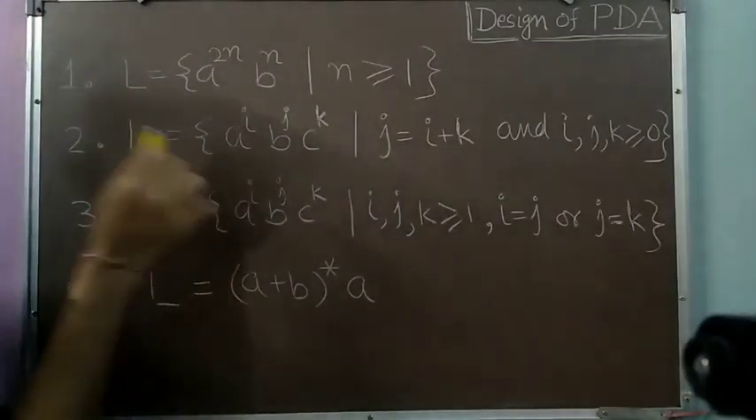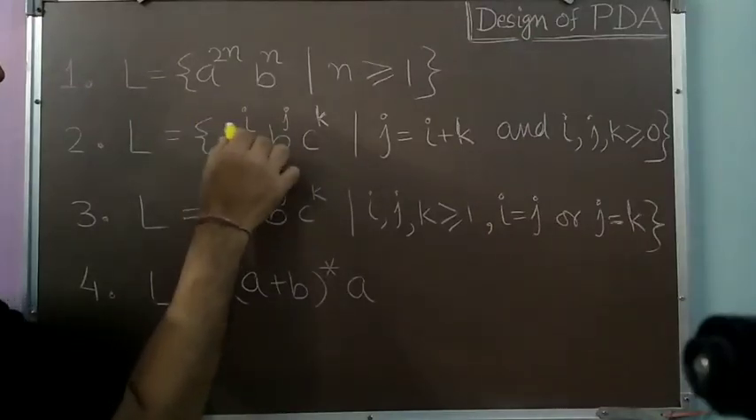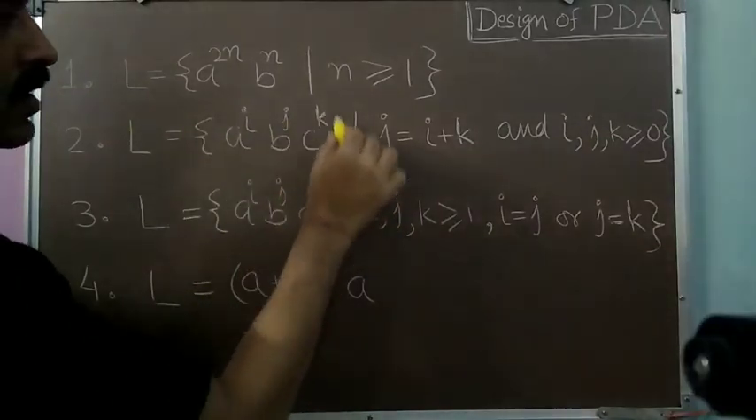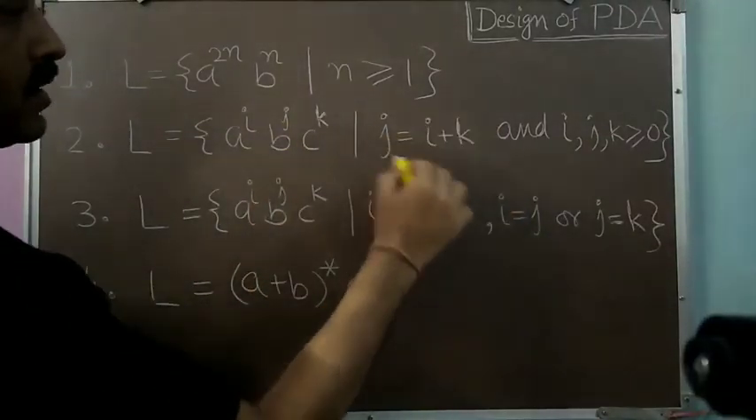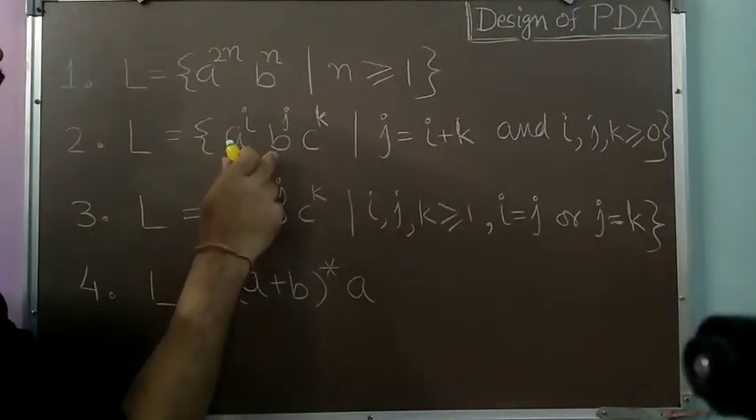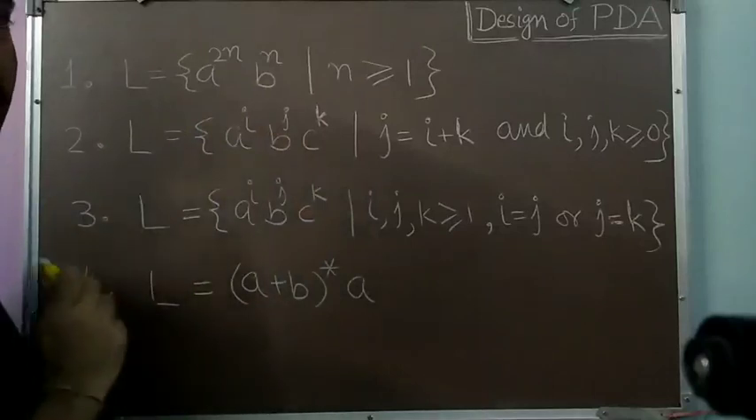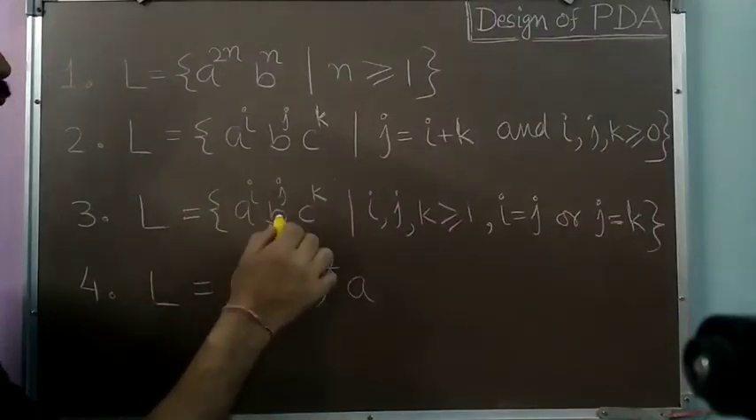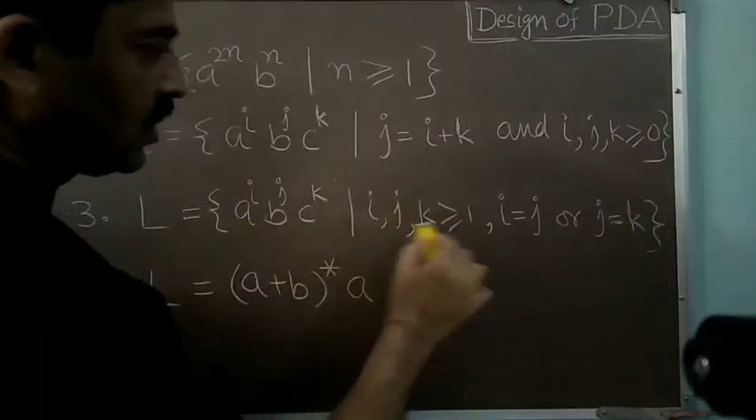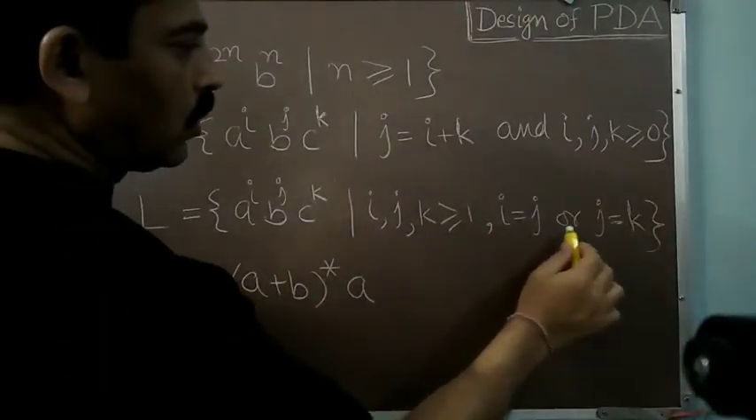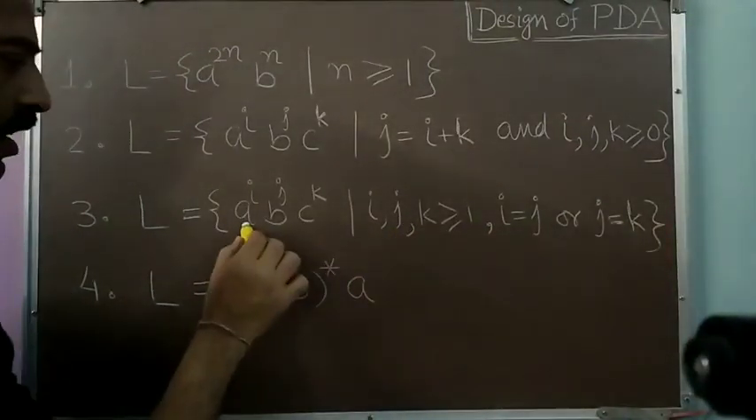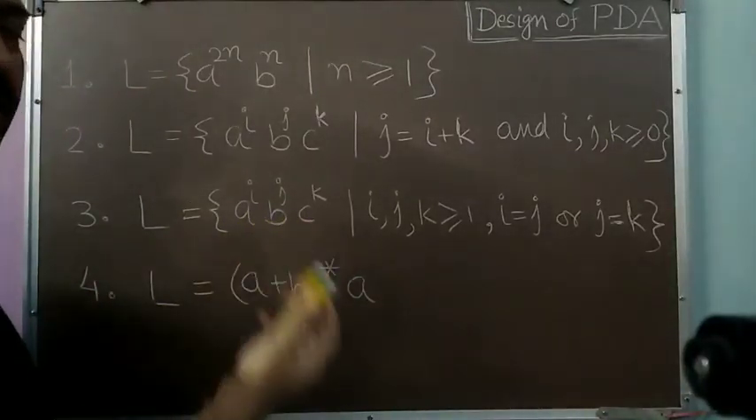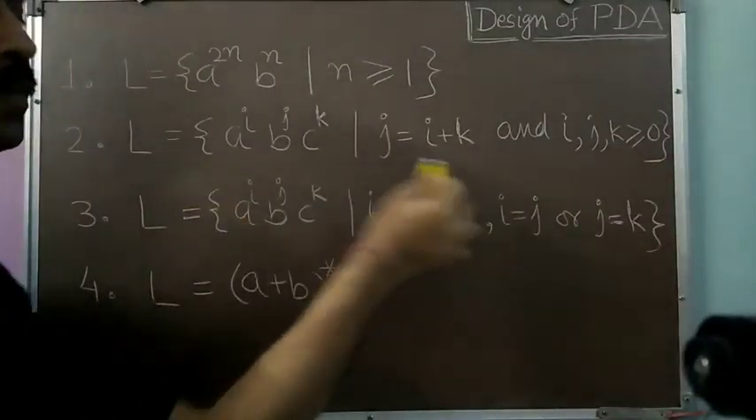The second problem consists of all the words of the form A to the power i, B to the power j, C to the power k, such that j is equal to i plus k. It simply means that the number of B's should be equal to the number of A's plus the number of C's. The third language is again of the same form, A to the power i, B to the power j, C to the power k, where i, j, k are greater than or equal to 1 and i is equal to j or j is equal to k, meaning either the number of A's and B's should be equal or the number of B's and C's should be equal. If any one of these two conditions is satisfied, the word will be acceptable.